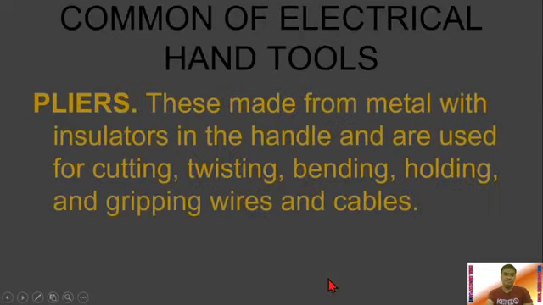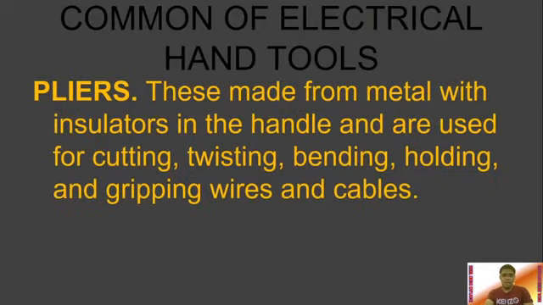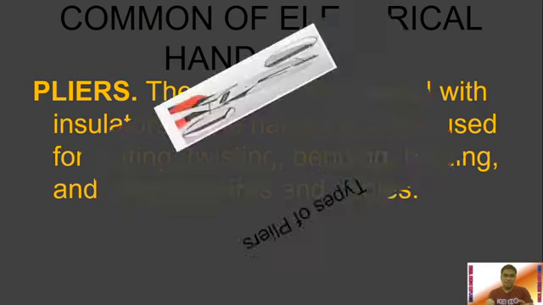Okay. Then we have pliers. Pliers are made from metal with insulators in the handle and are used for cutting, twisting, bending, holding, and gripping wires and cables. So that is the most common use of pliers: cutting, twisting, bending, holding, and gripping of wires and cables. Okay.